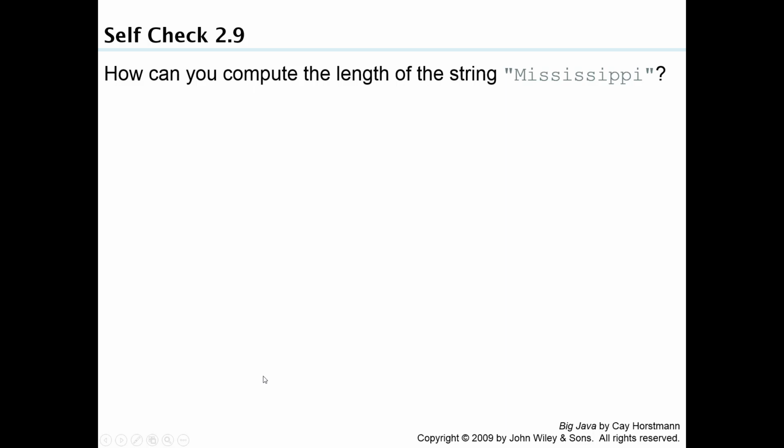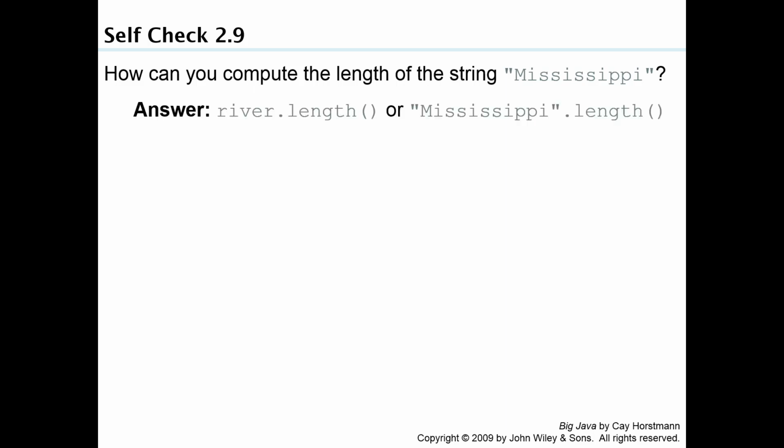So here's a self-check. How can you compute the length of the string Mississippi? Well, you can just ask the string how long it is. In fact, you can just put the string literal there and ask it how long that would be. You could say river.length(), or say you don't have a river variable. If you just want to see how long Mississippi is, you can just put Mississippi in quotes. It's a string, and so you can call the method length on it, and it will return the length of the string.